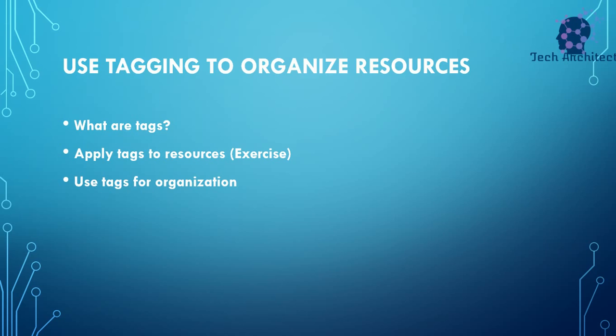A resource can have up to 50 tags. The name is limited to 512 characters for all types of resources except storage accounts, which have a limit of 128 characters. The tag value is limited to 256 characters for all types of resources. Tags are not inherited from the parent resource. Not all the resource types support tags, and tags can't be applied to classic resources. Applying tags to resources is an exercise, and I will create a new video for it, and we will apply the tags to the resources.